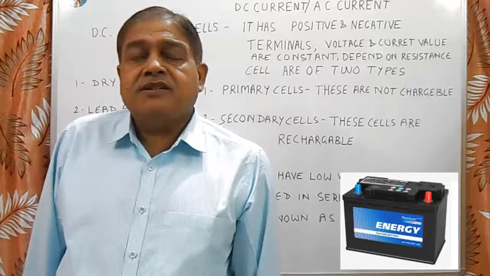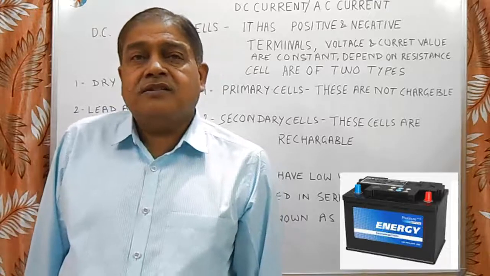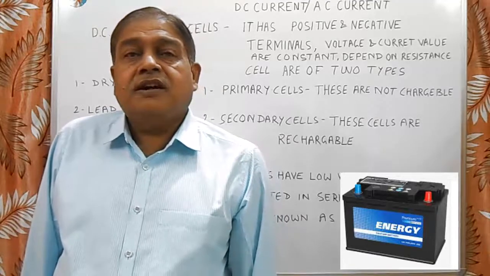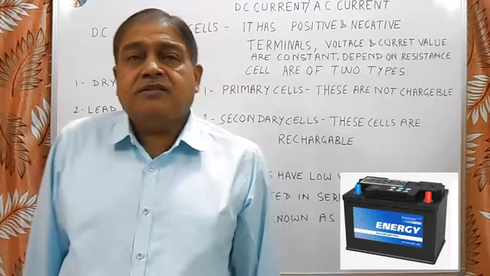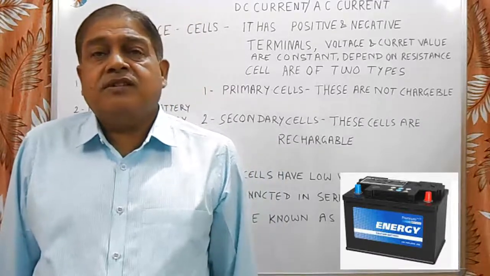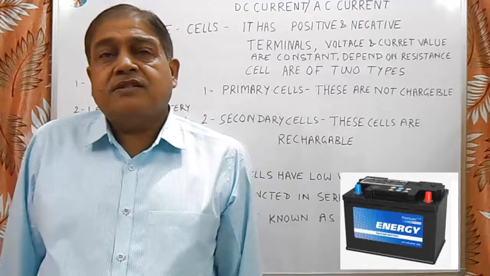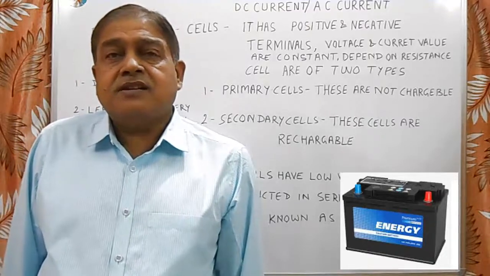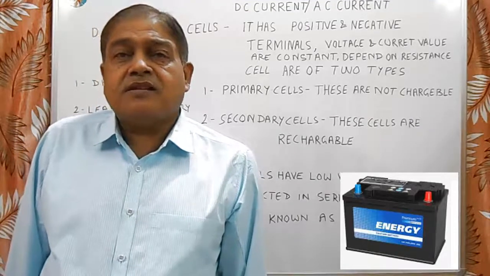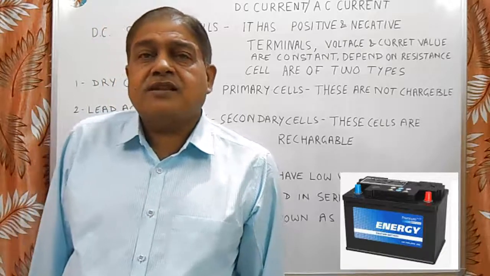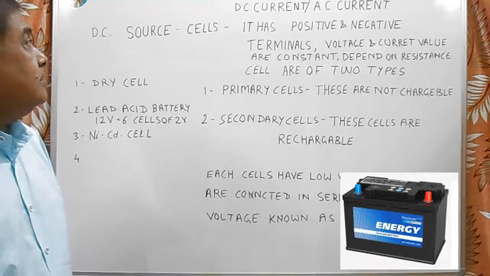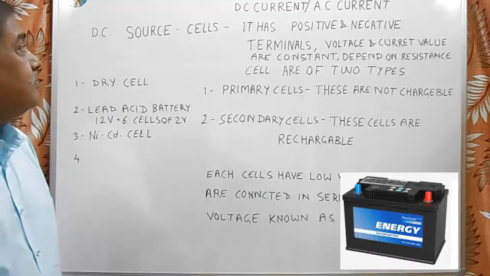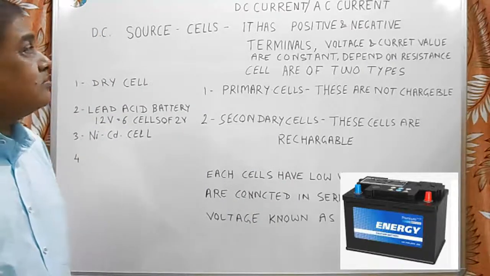Today we are discussing DC current, DC voltage and sources of DC current. The main sources of DC voltage are cells: primary cells and secondary cells. Primary cells are dry cells, they are not chargeable. Here you can see their main source of DC current.